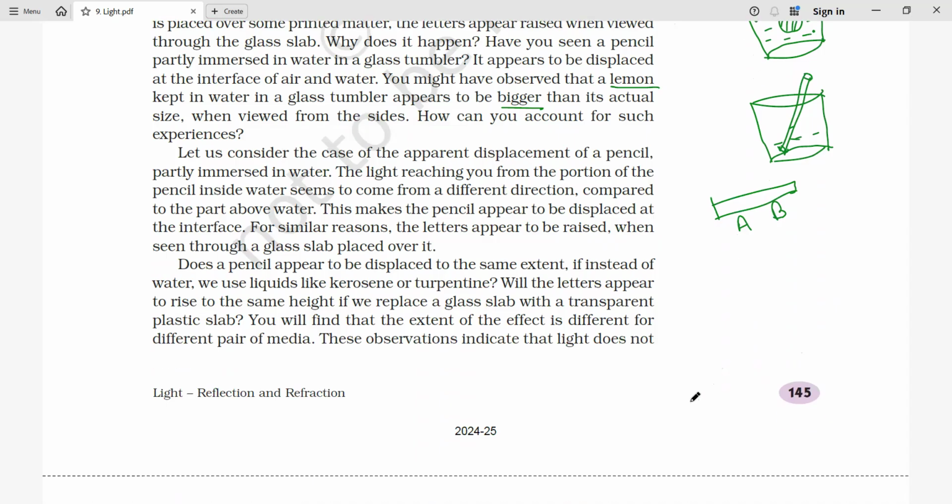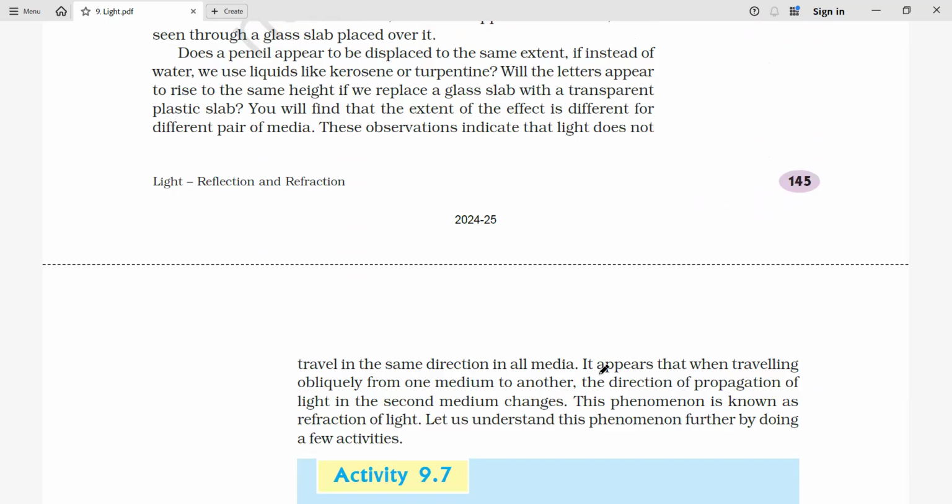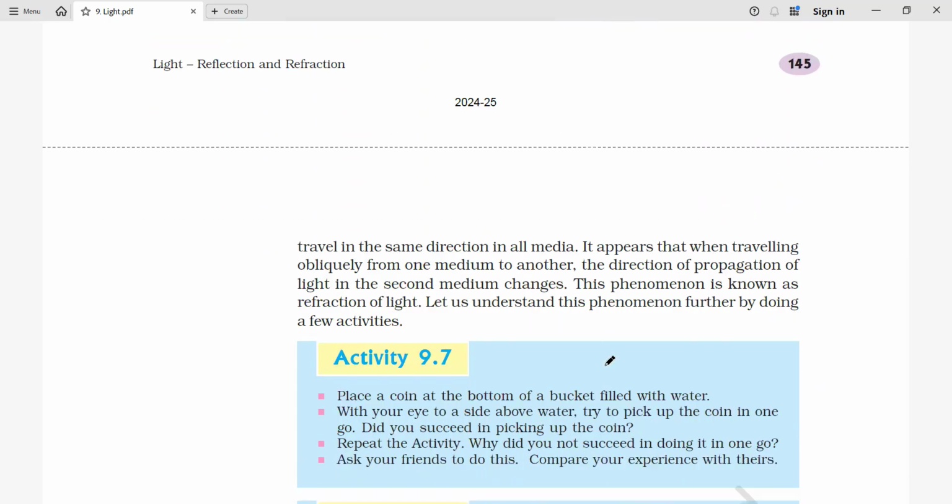These again depend upon the medium. Glass is one different medium for the light, and water is another. If you keep something in kerosene or turpentine, that will have a different phenomenon. So this all depends upon the refractive index, which we are going to discuss later.